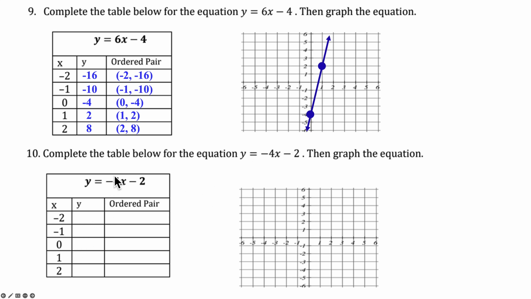We'll do the same thing here. Put in a 0, cross that negative 4x. That's negative 2. There's my point. X is a 1.